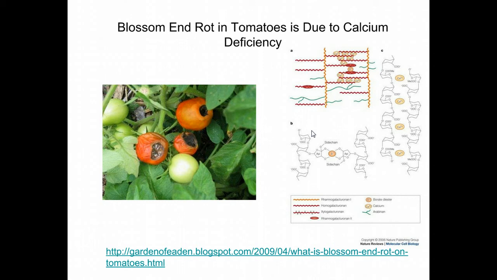Without calcium, the cell walls have no rigidity. Without calcium, what happens is the balloon expands until it explodes. Okay? And you may have seen that stuff on the left there, which is called blossom end rot.